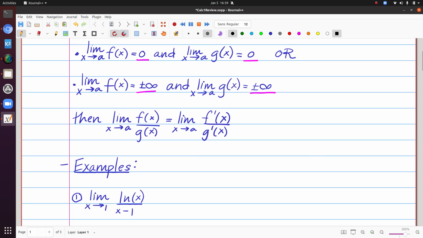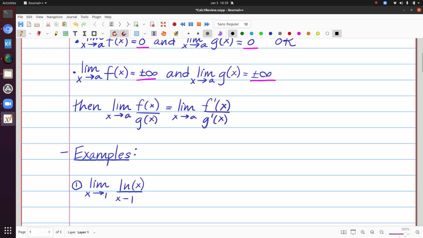So some examples where we can see this right away is if I look at the limit as x approaches 1 of ln of x divided by x minus 1. Notice that ln of x is going to approach 0 as x goes to 1, and x minus 1 is also going to approach 0. So this is of the indeterminate form 0 over 0. I can use L'Hopital's rule.